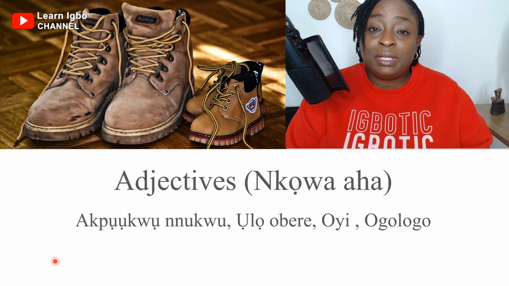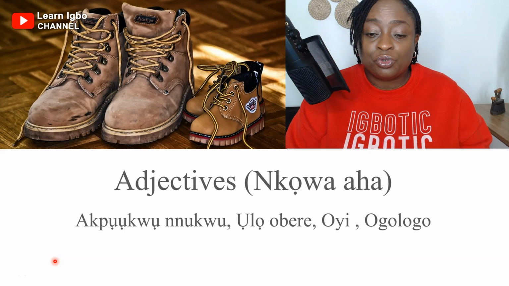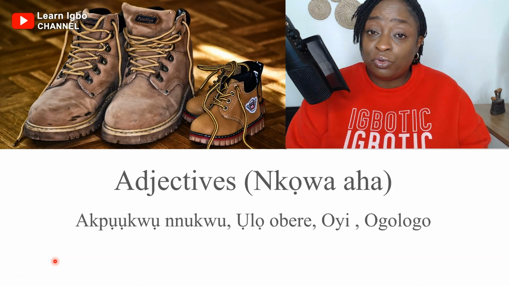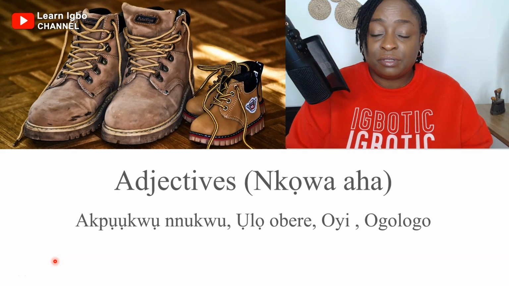And then you also learn nkowa aha, adjectives. So adjectives are like nnukwu akpụụkwụ, big shoe, obele akpụụkwụ, small shoe, ụlọ obere, small house, oyi, cold, ogologo, tall, mkpụmkpụ, short. So these are the things you also need to learn, adjectives.